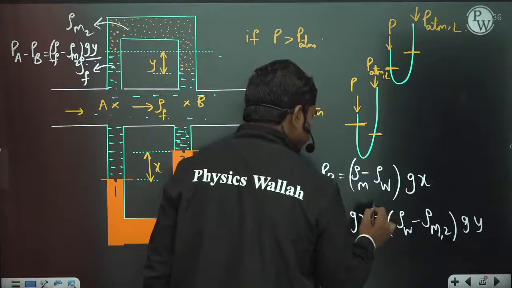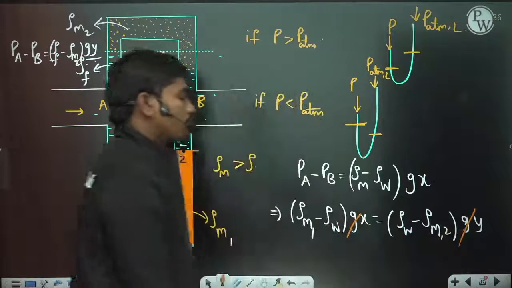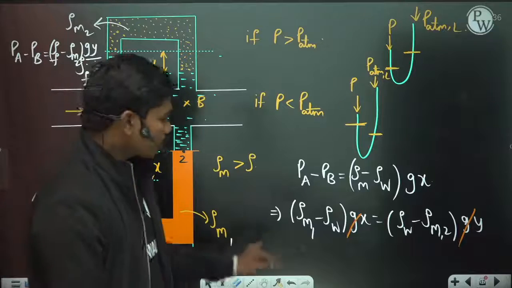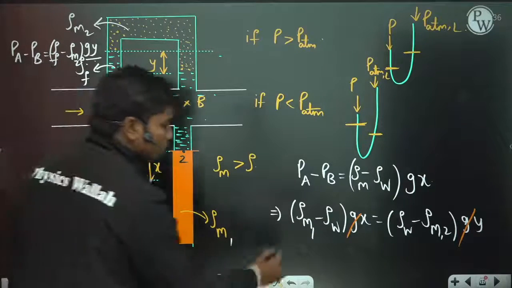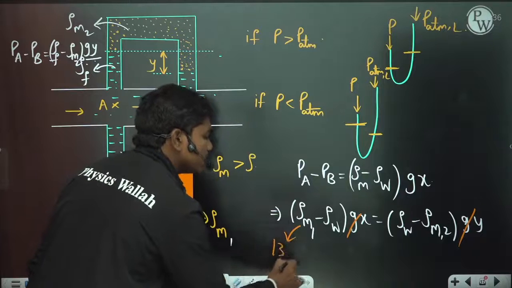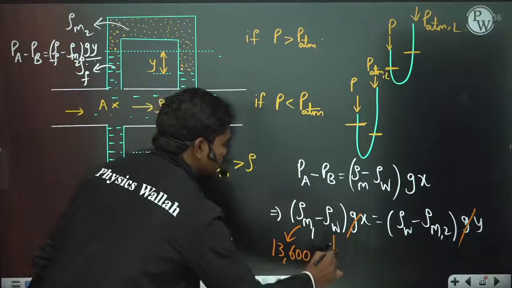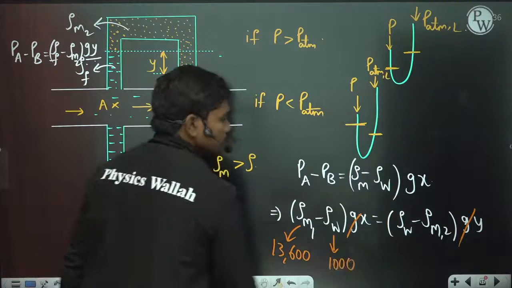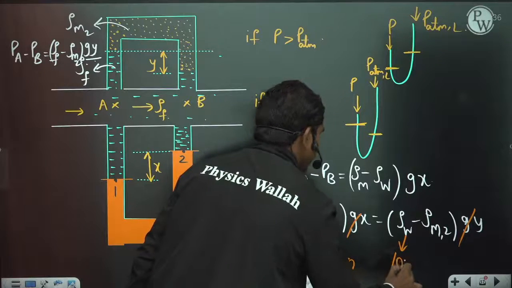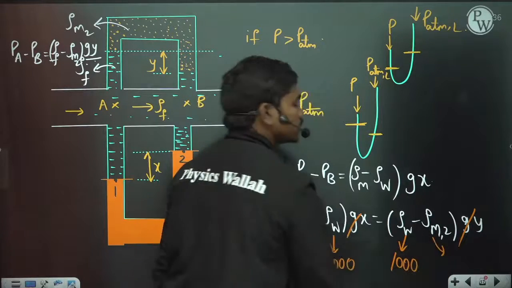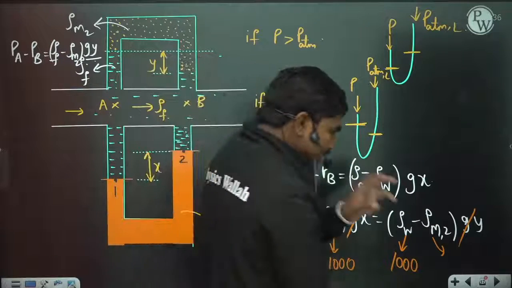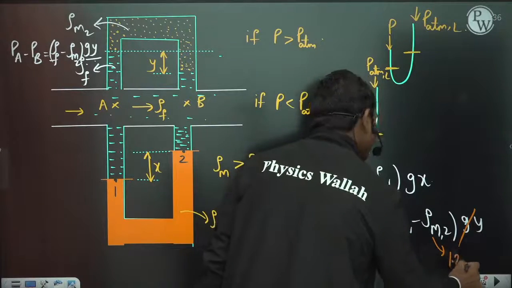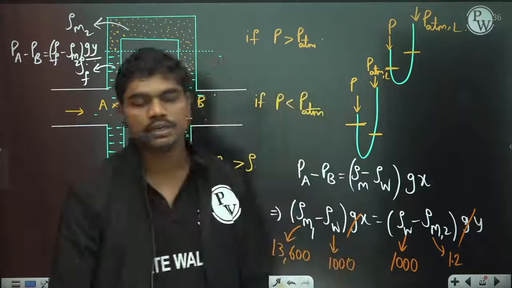So if you cancel out this g on all sides, now try to understand one thing carefully. Normally in these manometers you use mercury as the manometric fluid, so this value is around 13,600. This is 1000. And normally in inverted tube manometers, you use compressed air as the manometric fluid, which is almost 1.2 kg per meter cube, something like that.